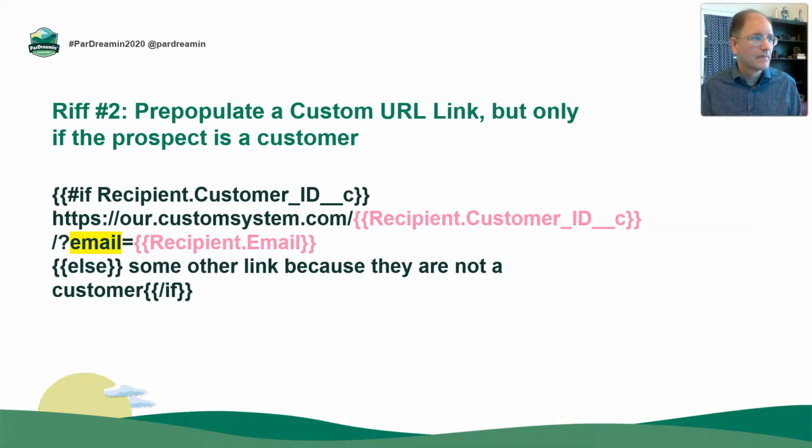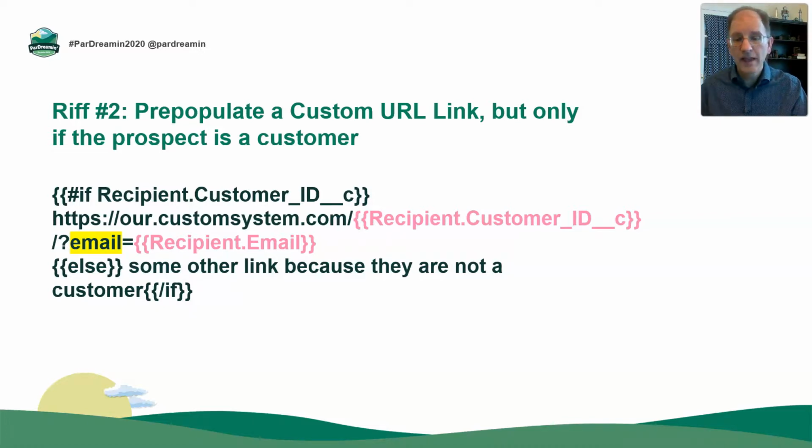All right, riff number 2 on this one is pre-populate a custom URL link, but only if the prospect is a customer. So let's say you've got a field in Pardot which defines what their customer ID is, and you have a system which has their customer ID as part of a parameterized URL. So in this case, if the recipient is a customer, give them a link which incorporates the customer ID into the URL, and then maybe you've got an email on that field as well that you can pre-fill using that variable with the question mark.